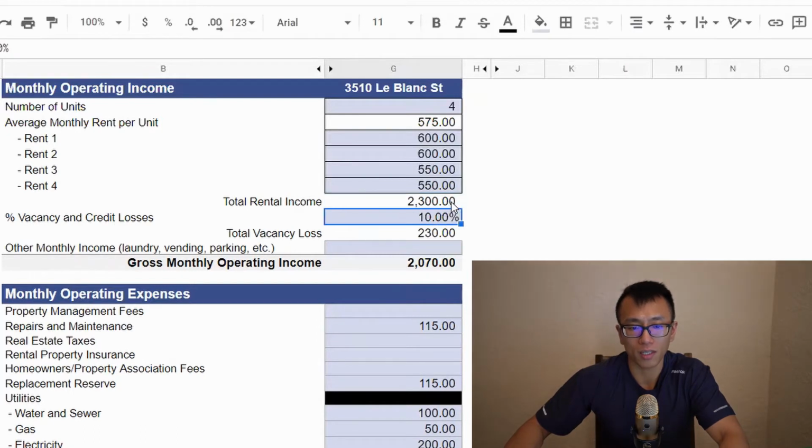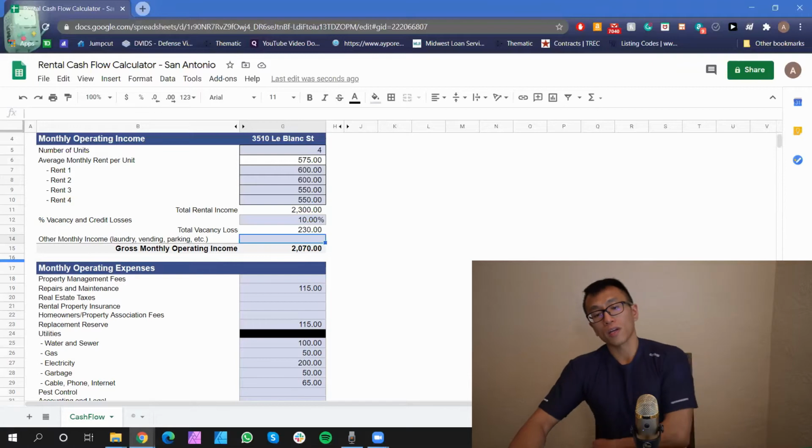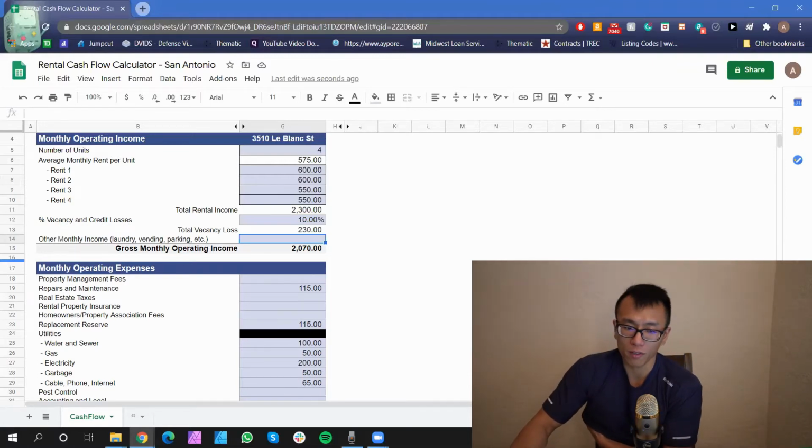It's 10% of the total rental income. I'm like losing on paper $230 per month. And then now we go into the other monthly income: laundry, parking, etc. So in this case, it depends on if you have a garage or not, or you have a laundry machine. This will determine a little bit more income based on that.